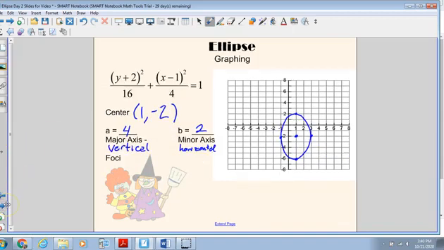Okay. Another example, last class, we also worked with this ellipse. We found the center to be (1, -2). Our a value is 4, our b value is 2. This one is a vertical major axis. So let's find the foci.